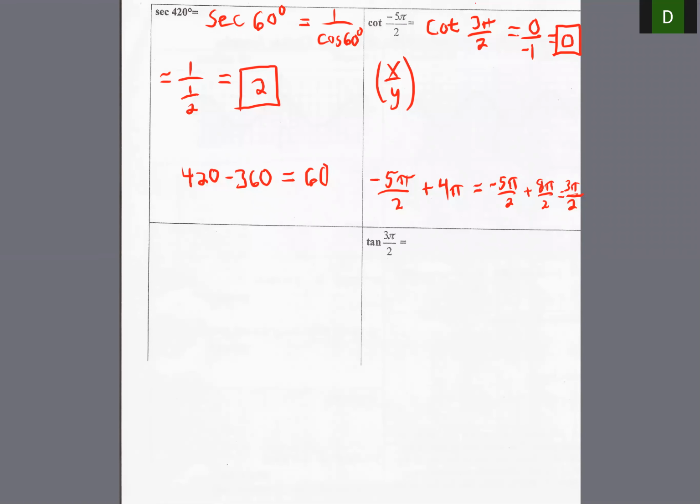Okay, so tangent of 3 pi over 2, this one's just y over x. We just located 3 pi over 2 from above, so this is just going to be negative 1 over 0, which is undefined. You cannot divide by 0. So I was going to make up one more example. Any questions before I do the last one in the open space on the bottom left of this page?